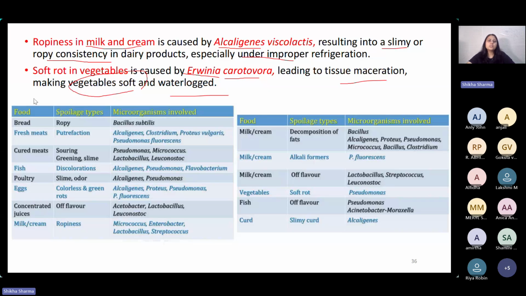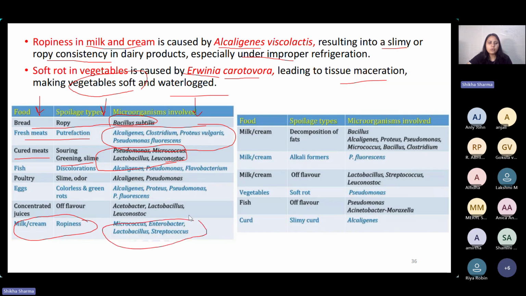So in these two tables, we can see different food products, the spoilage, and what are the microorganisms involved. In bread, if we see, there is ropiness, that's Bacillus subtilis, and the putrefaction of the meat can be caused by these kinds of species. And in cured meat, souring, greening or sliminess can be formed from all these species. If we see the ropiness in the cream or the milk, it can be caused by all these bacteria.